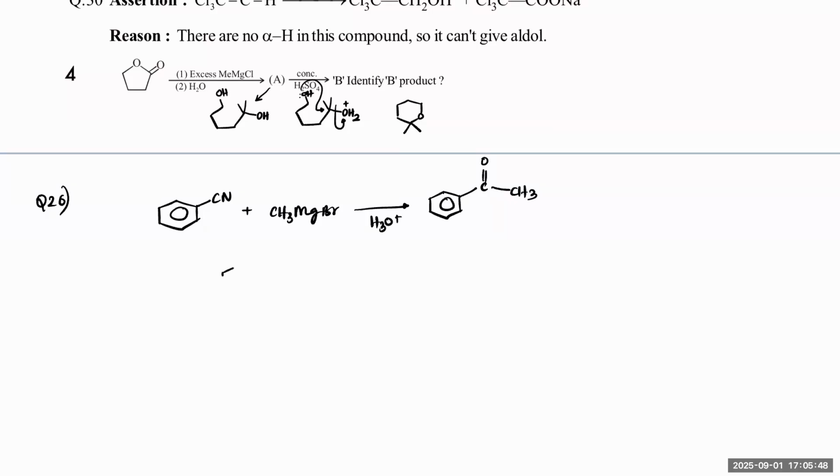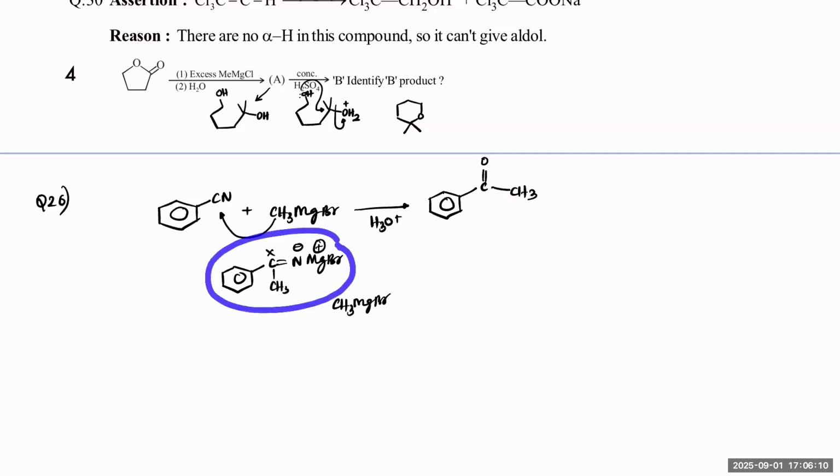Stepwise, if you ask me, the first step is CH3 will attack. So you will get CH3 double bond N minus MgBr plus. But on this, the second mole cannot attack because now the carbon is not sufficiently positively charged. That's why hydrolysis will happen directly from this step, which will lead to formation of acetophenone. This is acetophenone.